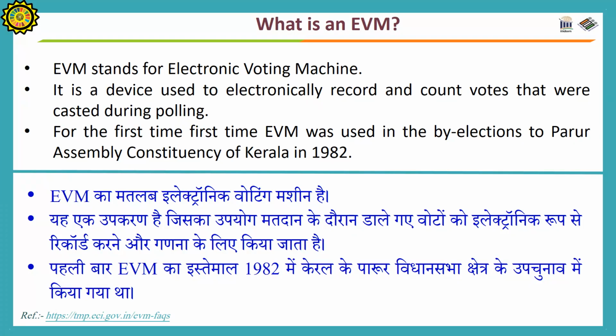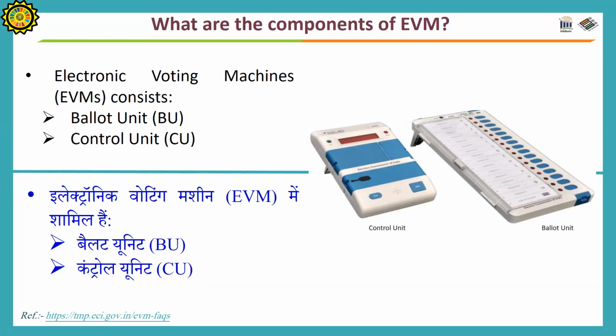Let's discuss EVM. What is an EVM? EVM stands for Electronic Voting Machine. It is a device used to electronically record and count votes that were cast during poll. For the first time, EVM was used in the by-election to Parur Assembly constituency of Kerala in 1982. What are the components of EVM? Electronic voting machine consists of ballot unit and control unit.